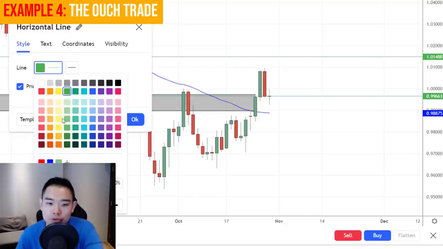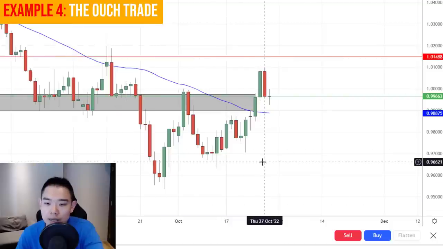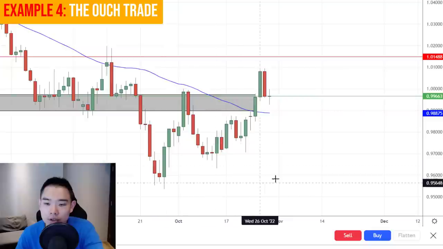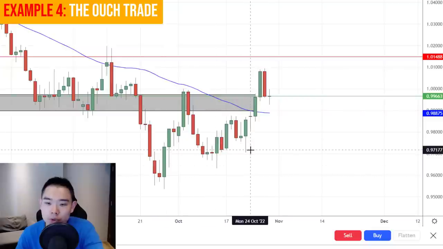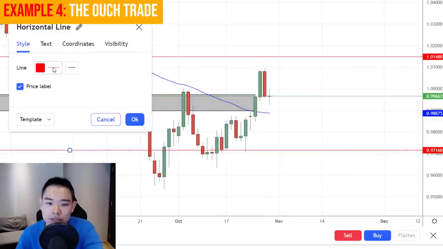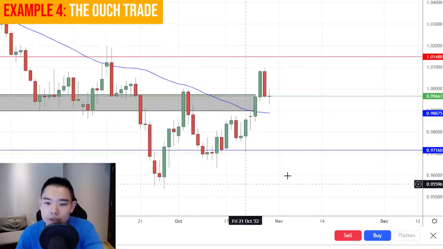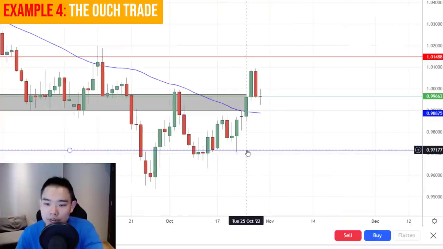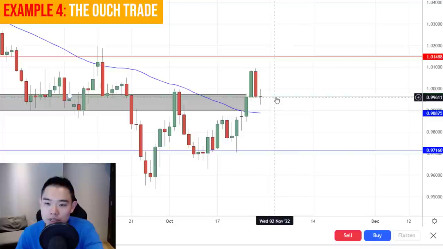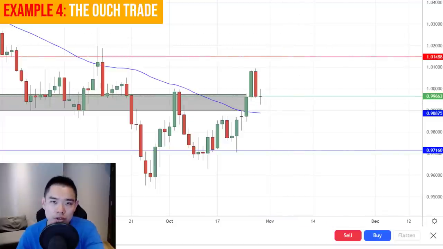I'll just change this to red. And for target, I can just take profit. I'll say first target could be just before this recent swing point, recent swing low. Let's just make it blue color. So you can see, this is my first target just before this recent swing low. This is my entry. This is my stop loss. Let's see what happens next. What do you think? Is this going to be a winning trade or losing trade? 3 seconds. 1, 2, 3.